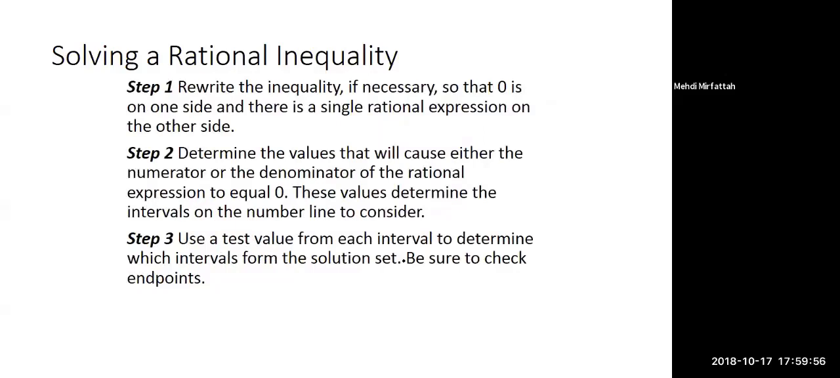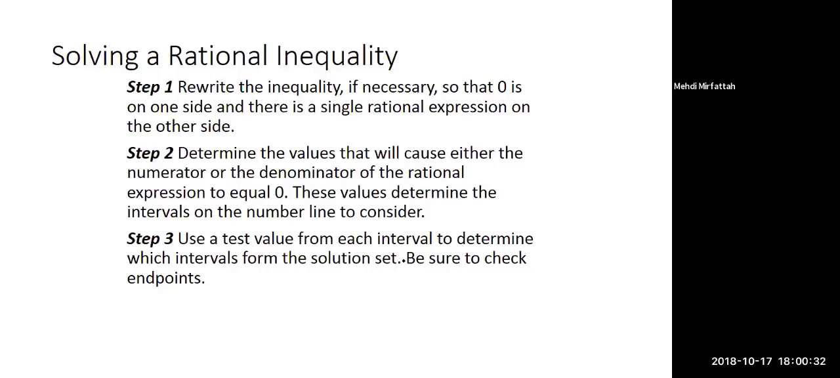Step number 1, you want to rewrite the inequality if necessary, so that 0 is on one side of the inequality. So you want it to be greater than or equal to 0 or less than or equal to 0. If it's a number like 1 or 2 or any expression on the other side of the inequality, you want to move everything to one side and let it be greater or less than 0. That's the first step.